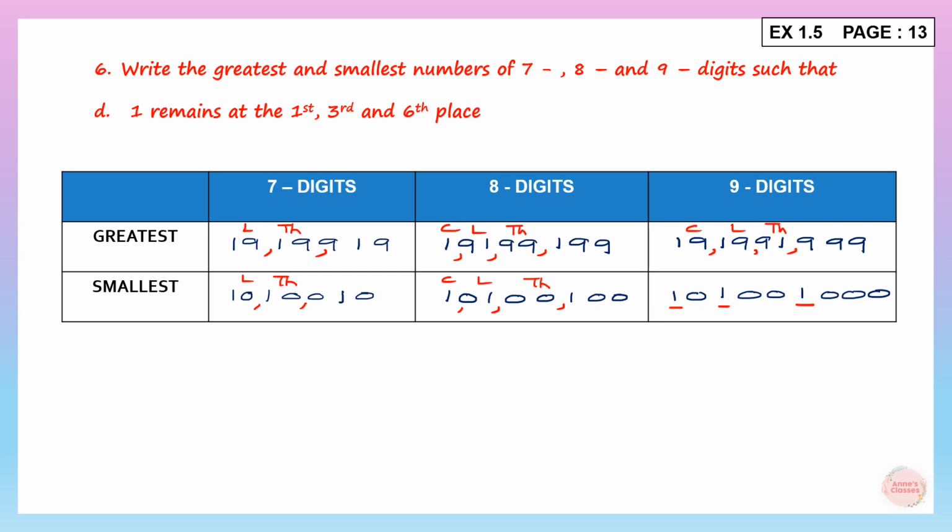So 1 and 1. Now let's place commas. So that will be ones, tens, hundreds, comma, thousands, 10,000s, lakh, 10 lakh, crore. So this is crore, this is lakh, this is thousand. Let's read the number. 10 crore, 10 lakh, 1,000.